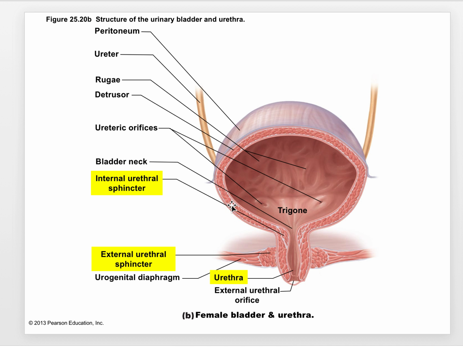Here shows the internal urethral sphincter and the external urethral sphincter. The external urethral sphincter is like a circular muscle that surrounds, and when it contracts, it closes off the urethra and blocks the urine passage. When you go to the bathroom, this muscle relaxes and urine can flow outside the bladder.